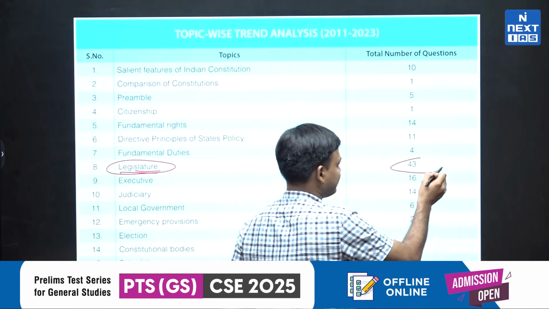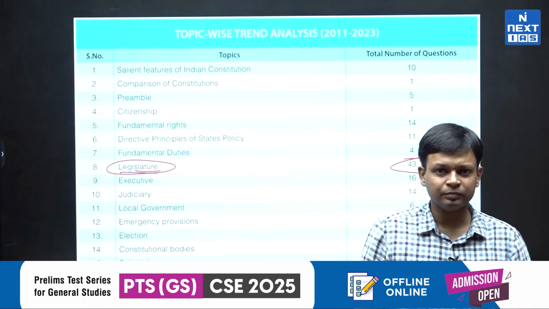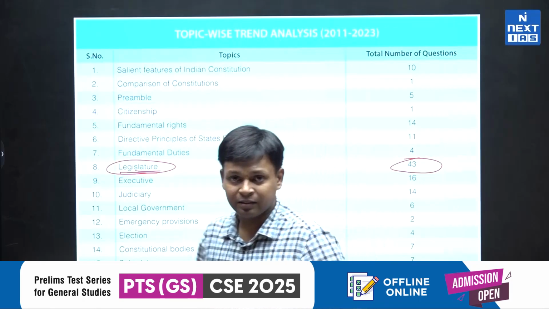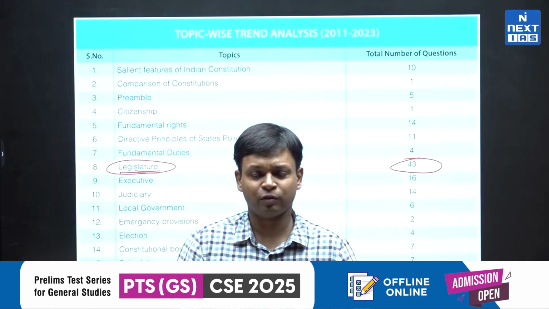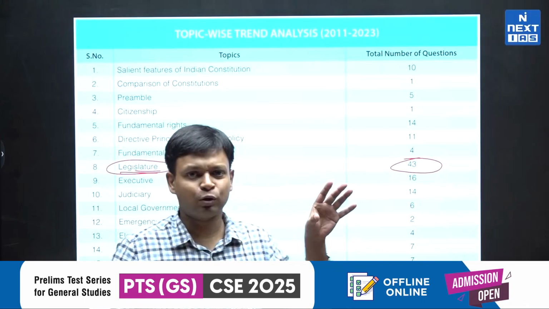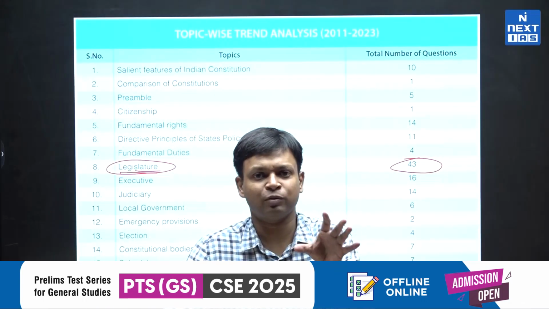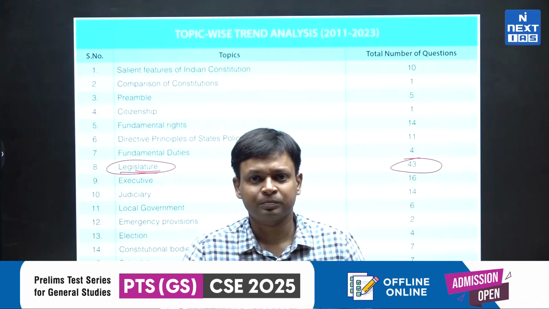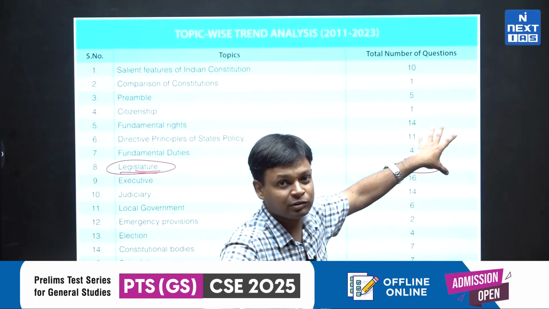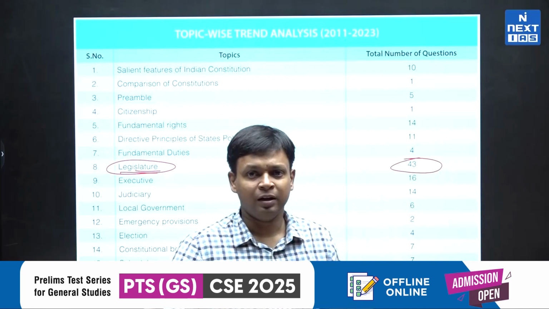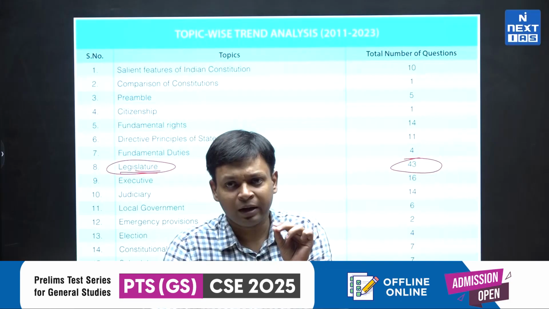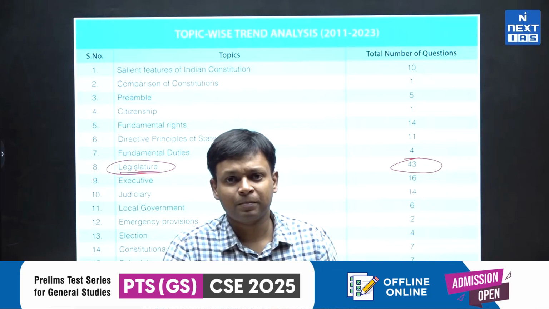Number of questions is 43. I don't know the reason behind legislature getting so much importance from UPSC, but it is very important, it is visible. Almost every year we are looking at least 3 to 4 questions coming from legislature alone. That is why over a period of 10 to 12 years, we have got 43 questions. So on an average, 3 to 4 questions. Almost 20 to 25% weightage of the questions is coming from legislature.